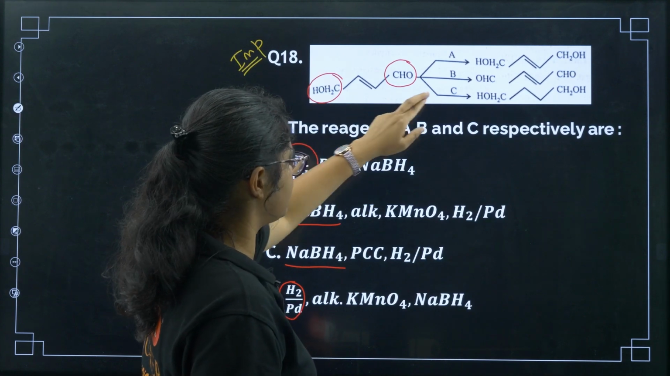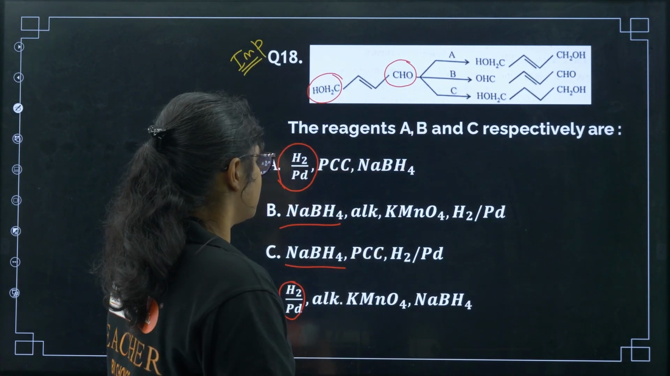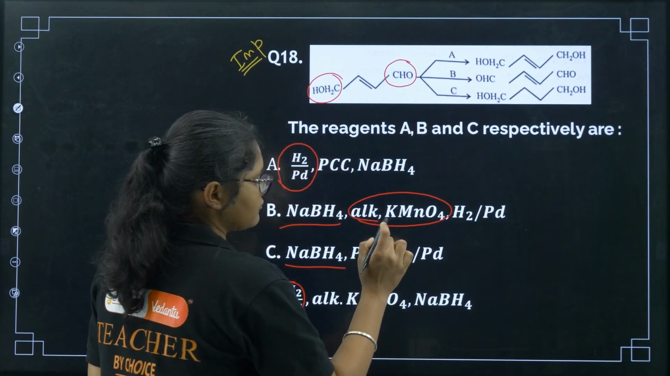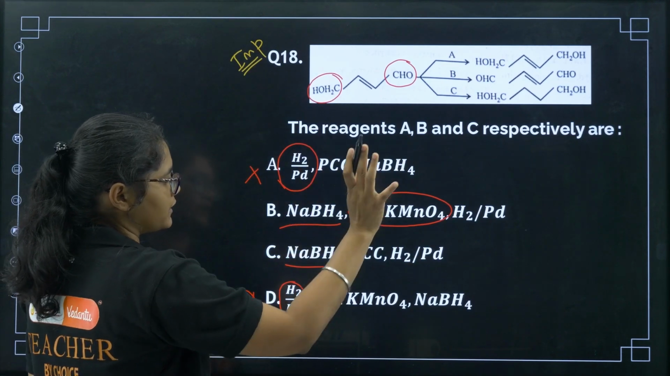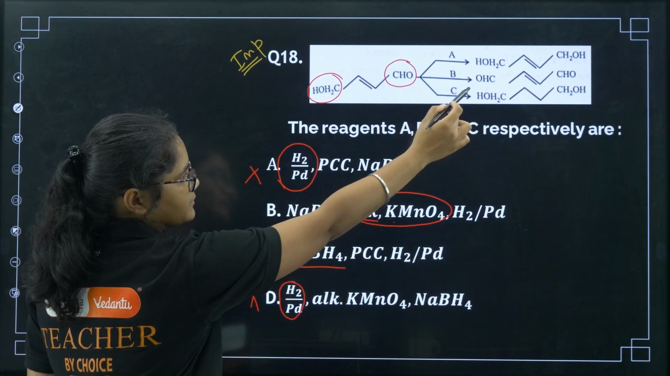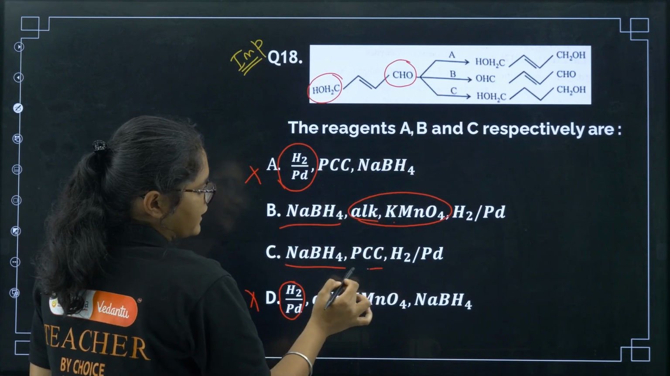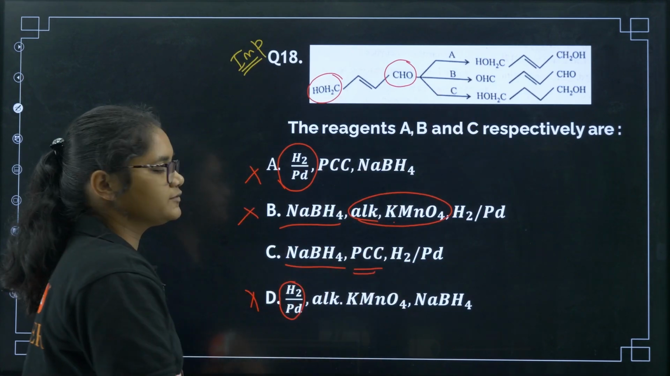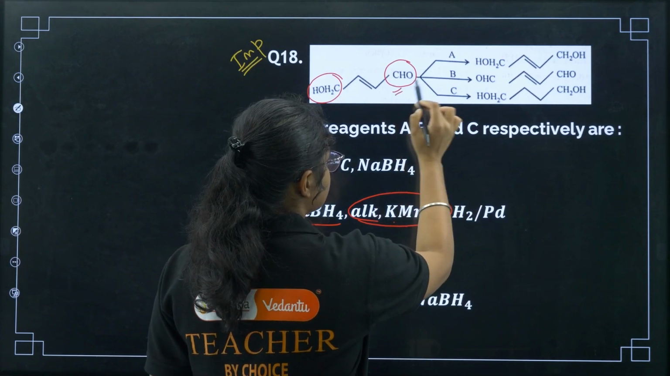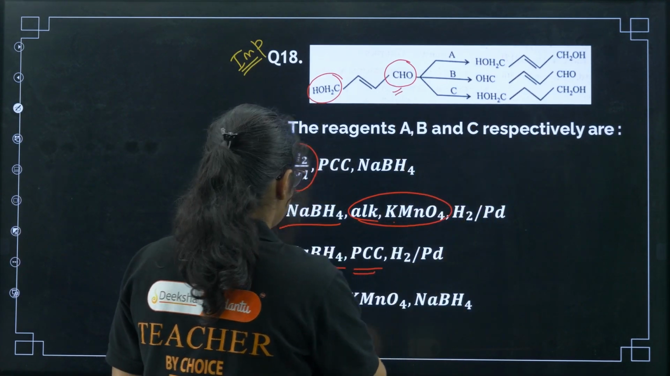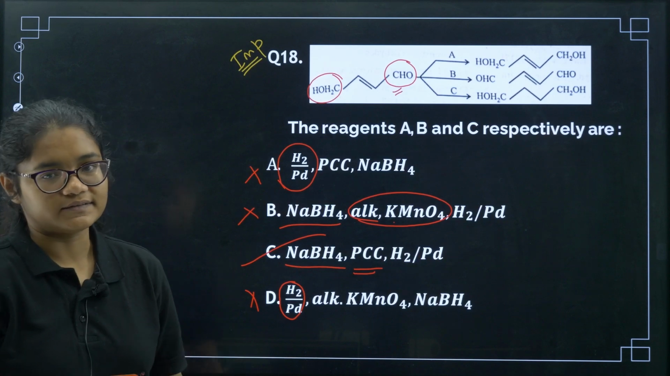CH2OH is getting oxidized to CHO. In this case, if you use alkaline KMnO4, it will get oxidized to acids, right? Primary alcohols will convert to acids, but here we need only a mild oxidizing agent, so PCC will work. So this is also incorrect. After that, if you use H2 palladium, that will reduce the double bond as well. So that is why option number C is the correct answer.